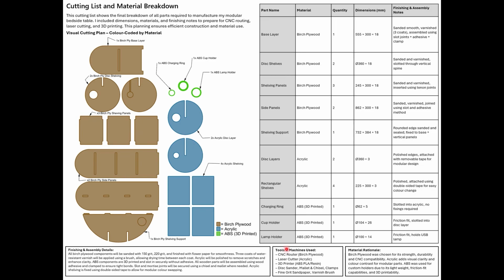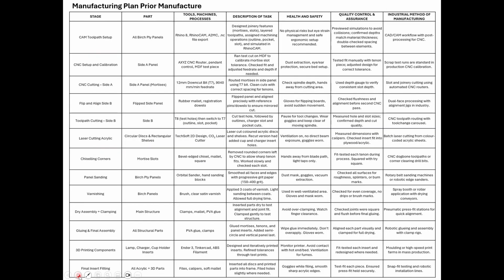This is my cutting list, which is a table where you just say the size of everything and how it will be assembled, pretty much. This is my manufacturing plan prior to manufacture. I'll be honest again, I did this post manufacture. I did this after because I didn't really know how to plan before in such detail, if that makes sense.